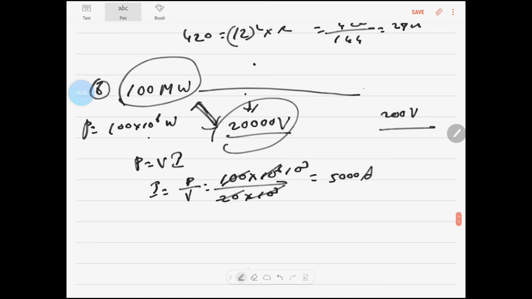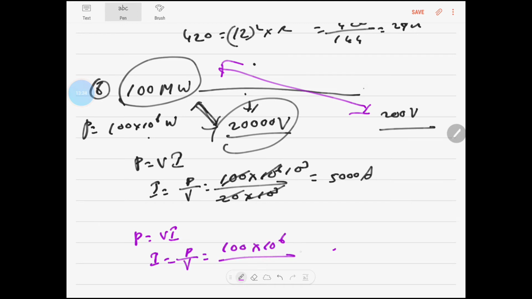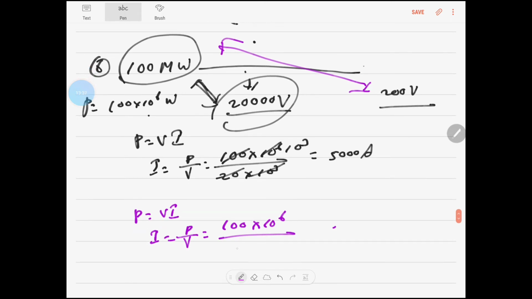Next, let's do the sum in the other combination. P is equal to VI and I is equal to P by V. So in that case, it will be 100 into 10 to the power 6 by 200. In this case, you will get 5 into 10 to the power 5 amps. So you get two different values of current.